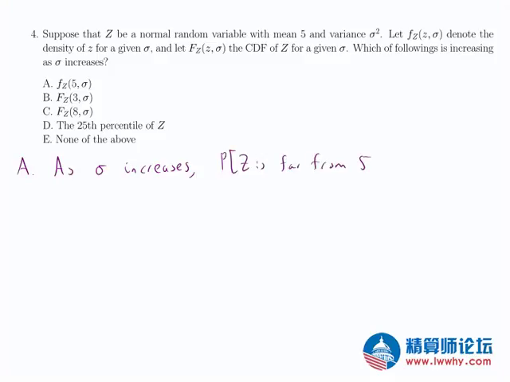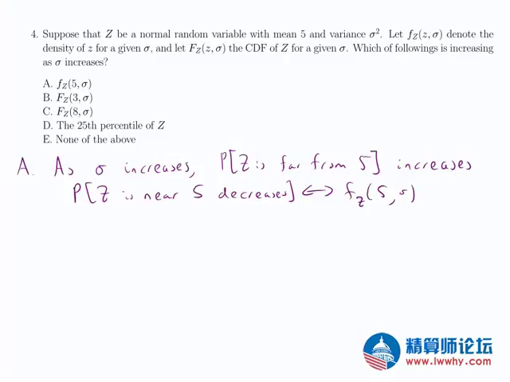If I want to write that out in some sort of sentences, I would say the probability z is far from 5 increases, and then conversely, the probability that z is near 5 decreases. And if I say that the probability that z is near 5 decreases, that's the same thing as saying that my density near 5 is going to decrease. So that means that f_Z at 5 comma sigma, the density at 5, is going to decrease. Now, what does the question want? We want which is increasing as sigma increases. So this first one is not going to be true.